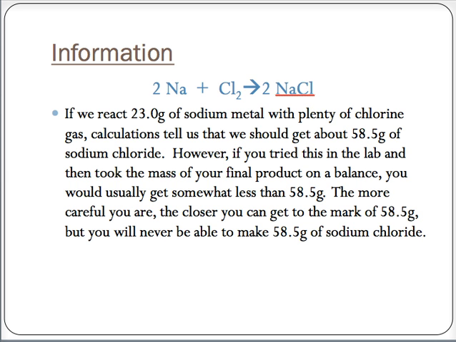Information. If we react 23 grams of sodium metal with plenty of chlorine gas, calculation tells us that we should get about 58.5 grams of sodium chloride. However, if you tried this in the lab and took the mass of your final product on a balance, you would usually get somewhat less than 58.5 grams. The more careful you are, the closer you can get to the mark of 58.5 grams, but you will never be able to make 58.5 grams of sodium chloride.